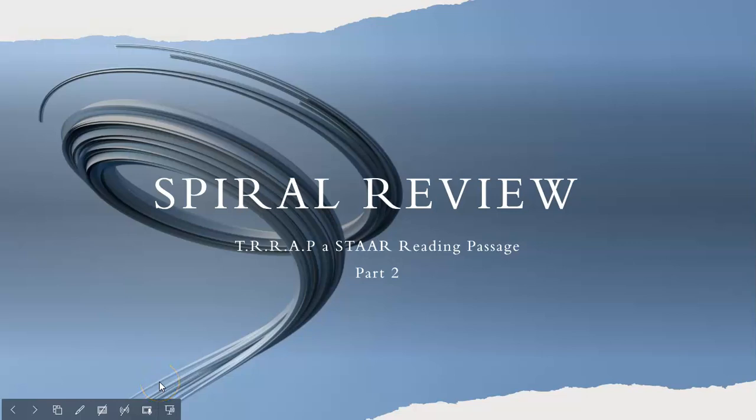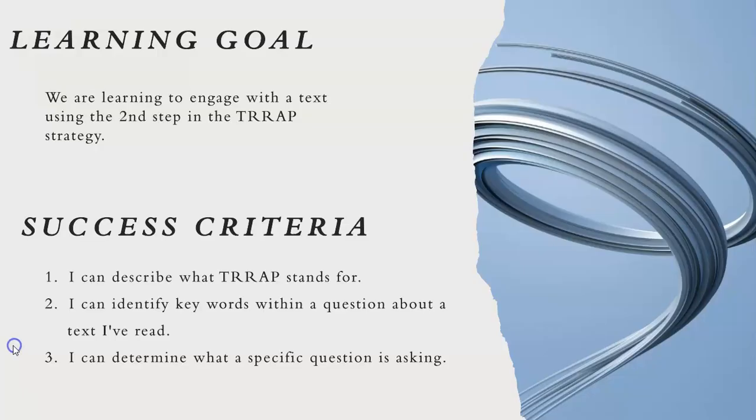All right, fourth graders, back today with part two of Trapping a Star. Today, we're going to be going over the first R in TRRAP. All right, so let's check out our learning goal and success criteria. Today, we are learning to engage with the text using the second step in the TRRAP strategy.